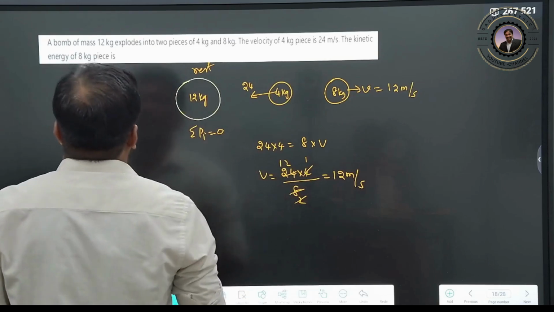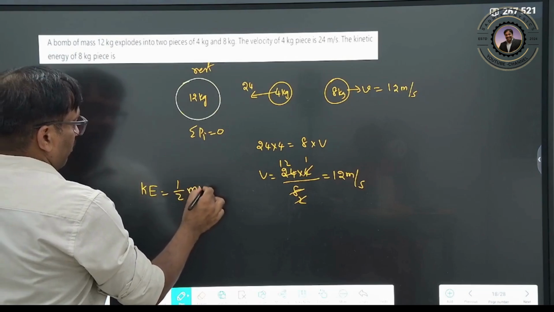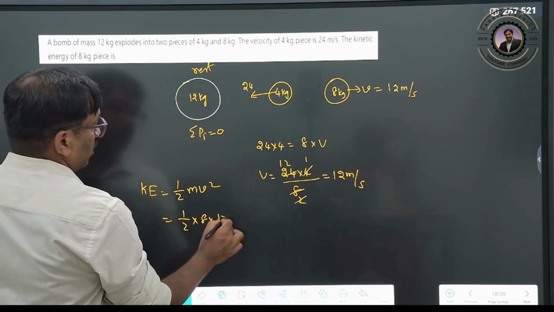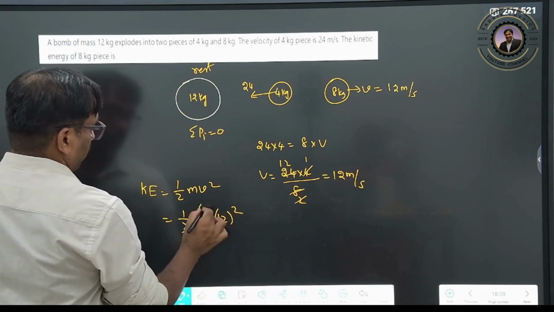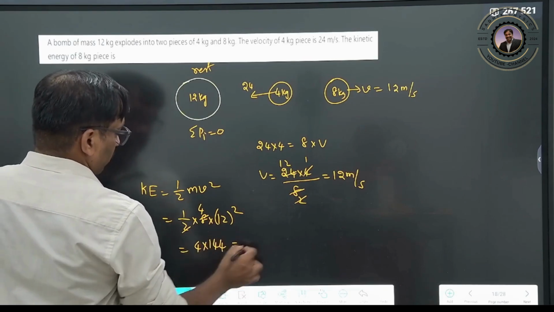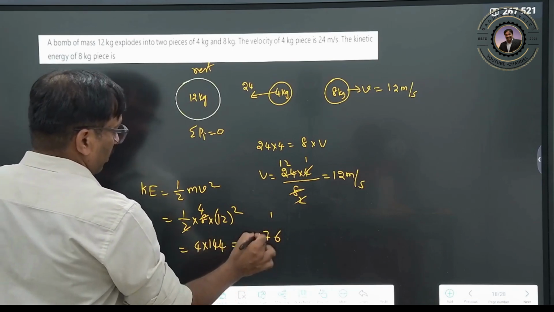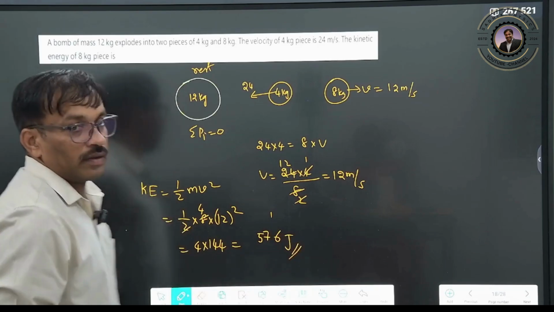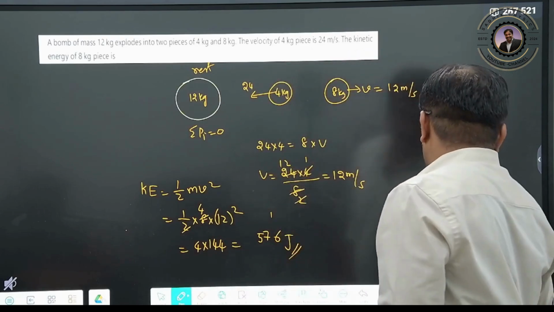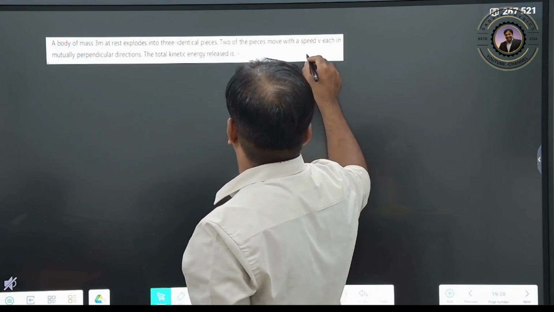He did not ask for the velocity, he has asked for the kinetic energy. What is the kinetic energy formula? Half m v square. Half of m, which is 8 kg, gives 4, and 12 square is 144. So 4 into 144 is 576 joules. This much amount of kinetic energy is there on the 8 kg piece. Now, we will discuss one more question.